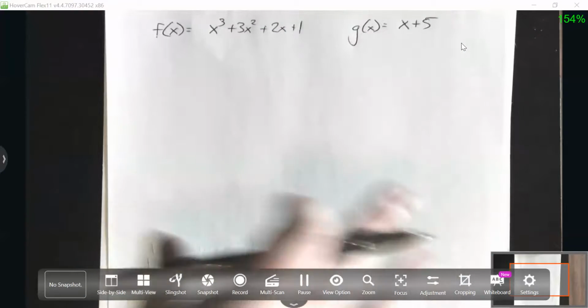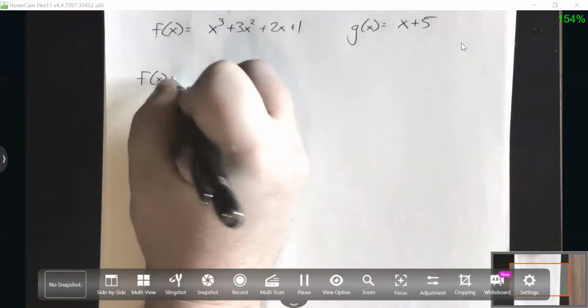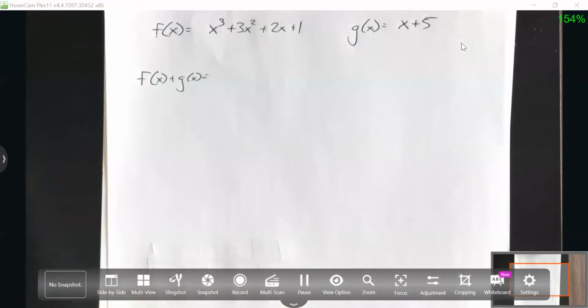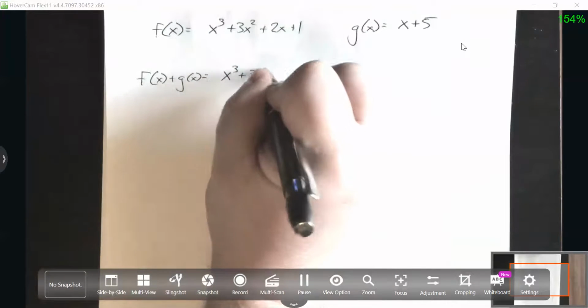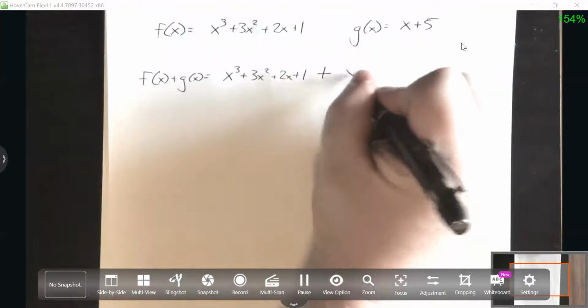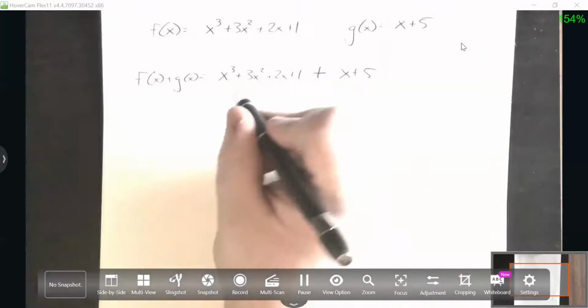Keep forgetting I'm zoomed in. Okay, so if we want to add two polynomials together, this is our easiest one. We're just going to write it all out with an addition sign. So we have x cubed plus 3x squared plus 2x plus 1 plus x plus 5. That's it. Now we just combine any like terms and we're done. That's all that's going to happen when we're adding polynomials.